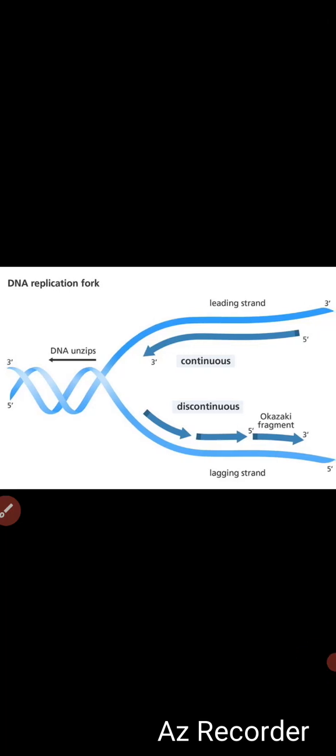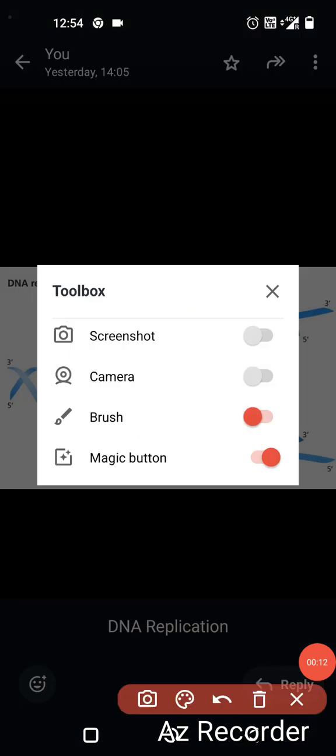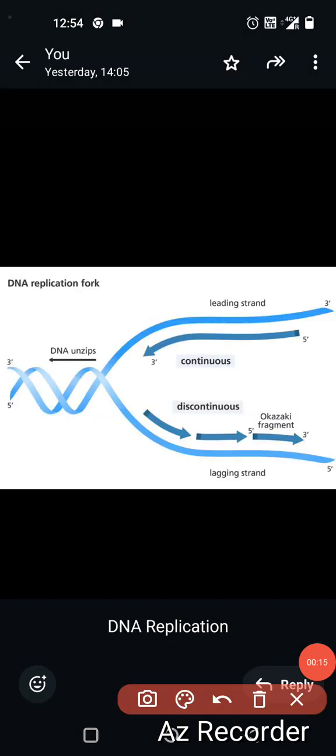So, today I'm going to talk about DNA replication. First of all, why do we need DNA replication, right? It is a fundamental biological process where a cell produces an identical copy of its DNA, ensuring that each new cell receives a complete set of genetic instructions during cell division, right?